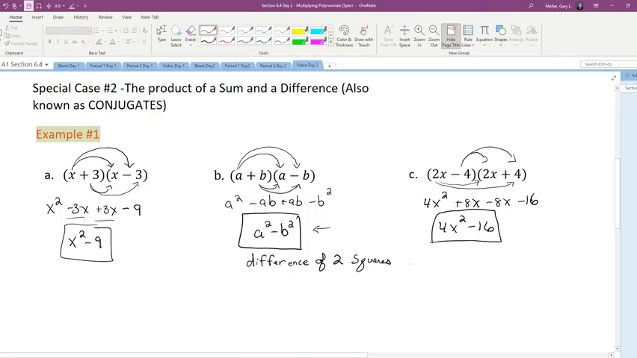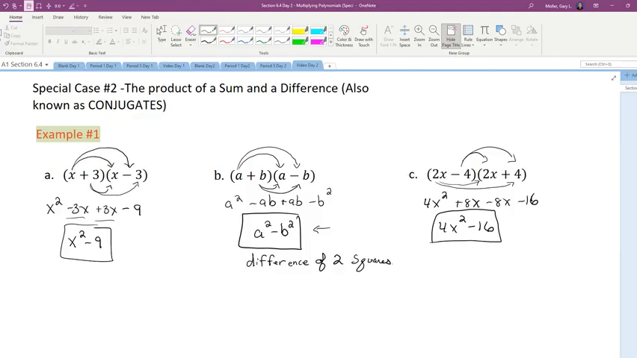So the difference of two squares is what you get when you multiply conjugates together. A plus b times a minus b will always turn into a squared minus b squared. So once again, we have a shortcut at our disposal. Please, please do not forget, you already know how to multiply. This is not replacing knowing to multiply.